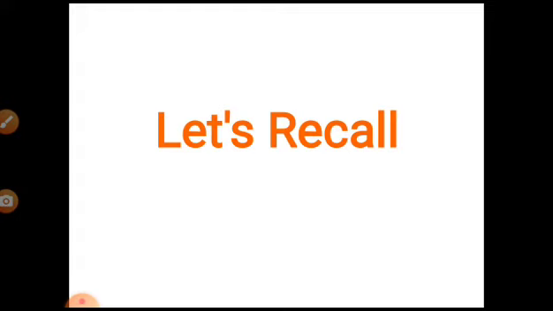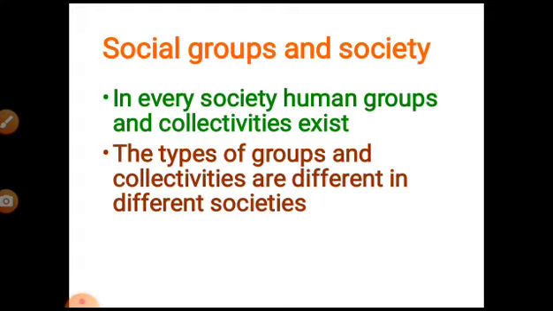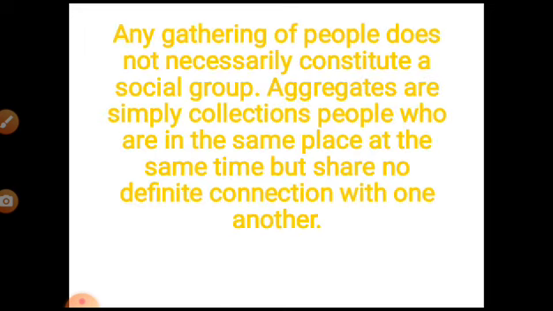Today we'll continue the topic social groups. So let's recall what we have learned in the previous class. We have learned about social groups and society. In every society, groups or collectivities exist, and the types of groups and collectivities are different in different societies. So any gathering of people does not necessarily constitute a social group. That means there is some criteria to fulfill so that it can become a social group.